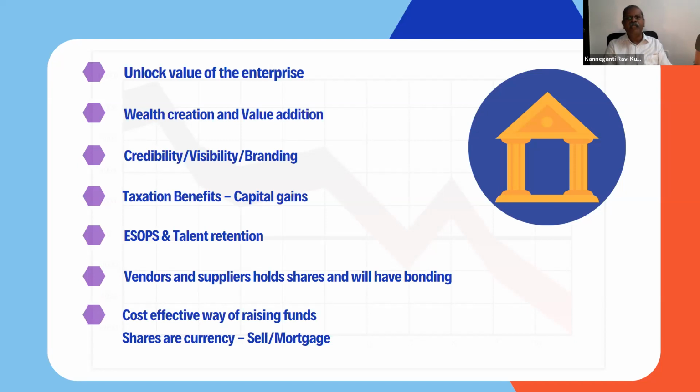That is visibility, and brand also created for you. These are the advantages. Now coming to other benefits, taxation benefits for the investors and the company. What are the taxation benefits available for the investors? Capital gains mainly. What are the capital gains?